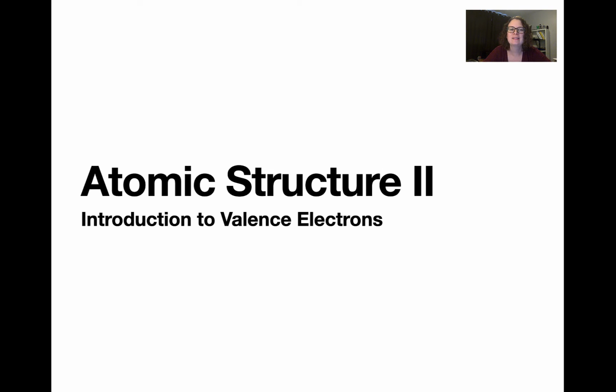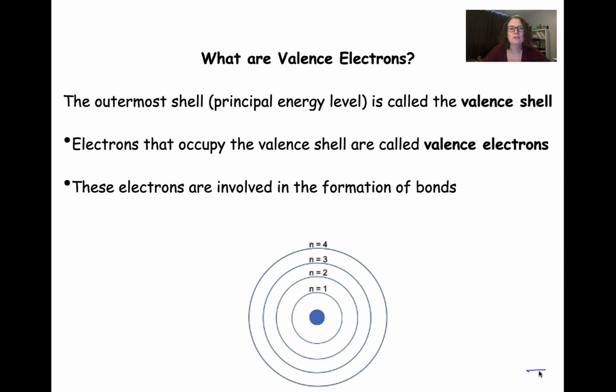Welcome! In this lesson, we will be learning about valence electrons. So in an atom, the outermost electron shell, the principal energy level where n is the greatest, is called the valence shell. Electrons that occupy the valence shell are called valence electrons.